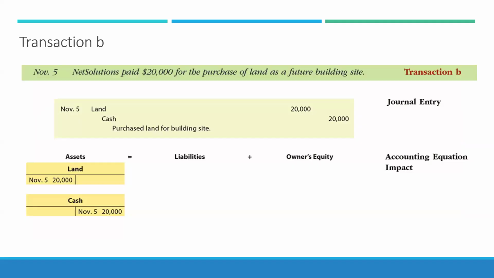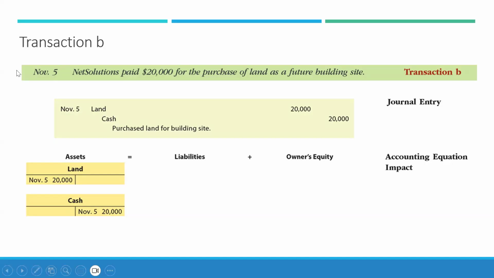So this next transaction we talked about last week, Net Solutions paid $20,000 for the purchase of land as a future building site. We can journalize that by saying the date, November 5th. We show the debit first. What happened to cash? It goes down. So we know land did what? Goes up. So land gets debited, cash gets credited.